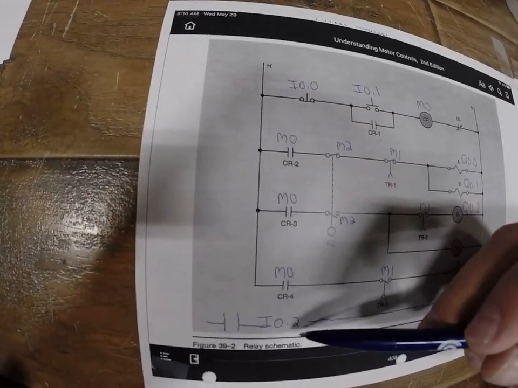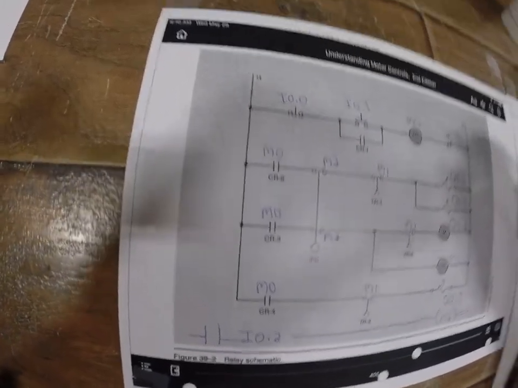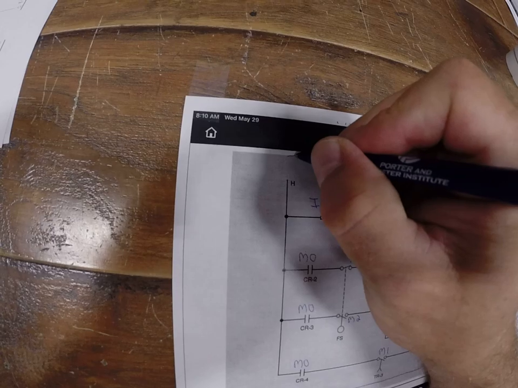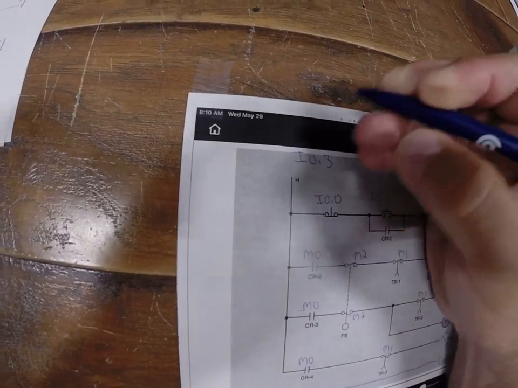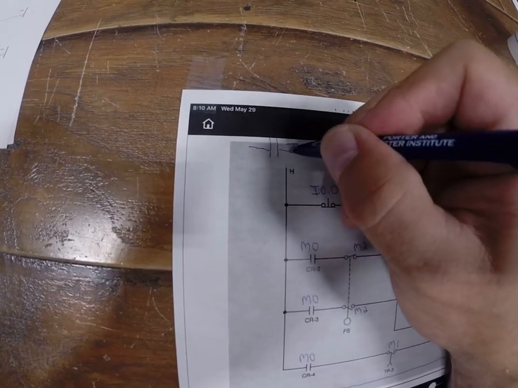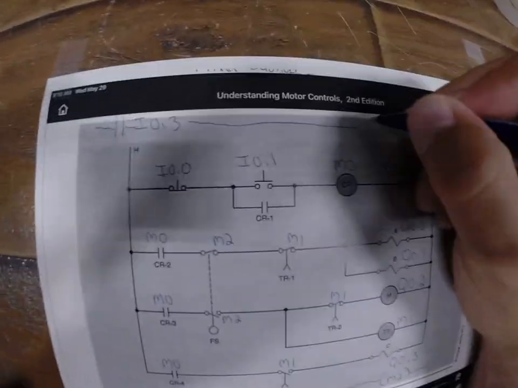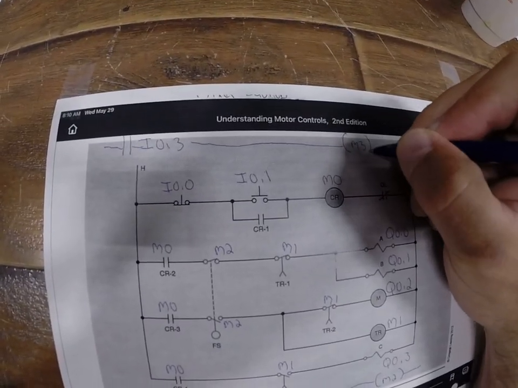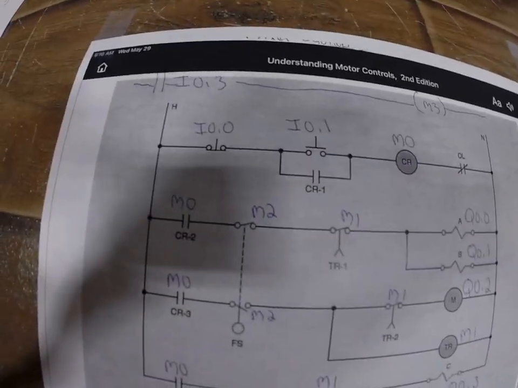So the last one we ended up with was I0.2. So we're going to have I0.3 be another button again, and it's going to be tied into the M3 memory bit, and we're going to call that overload.